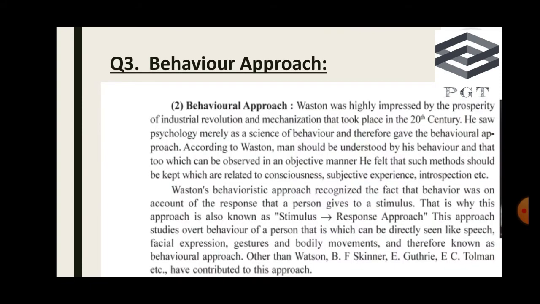Behavioral approach: Watson was highly impressed by the prosperity of the individual in the form of the industrial revolution, along with mechanization, and the people had started to develop their own way of life in the 20th century. He saw psychology merely as a science of behavior, and thereafter it gave the behavioral approach. According to Watson, man should be understood by his behavior, that which can be observed and is objective. He felt that such a method should be kept apart from anything related to consciousness, subjective experience, and introspection.